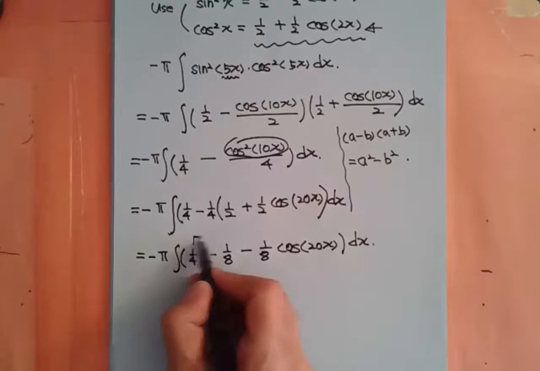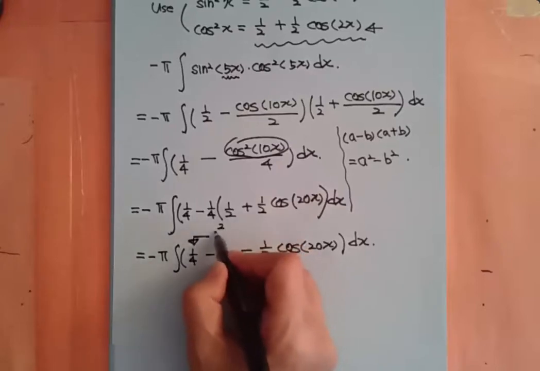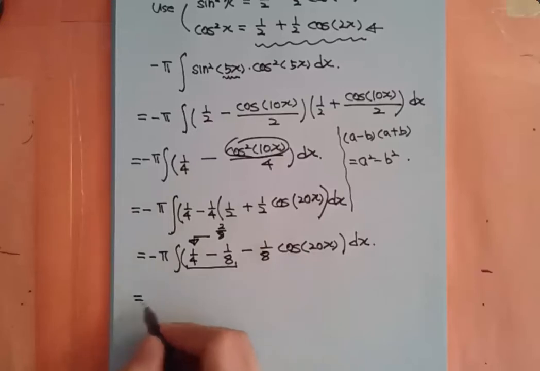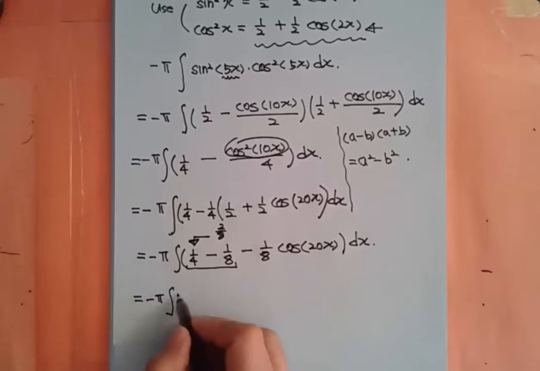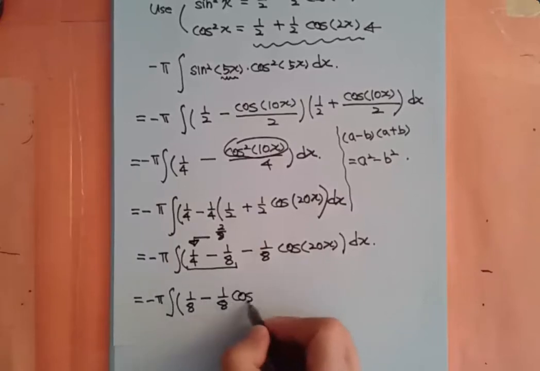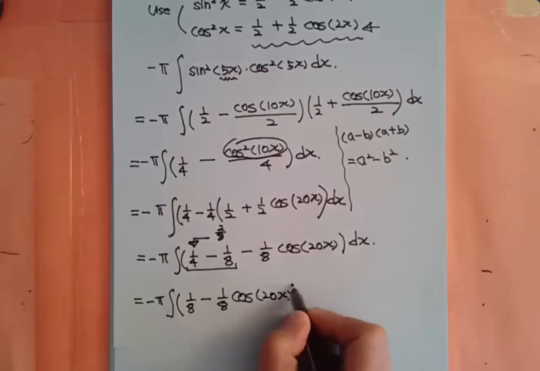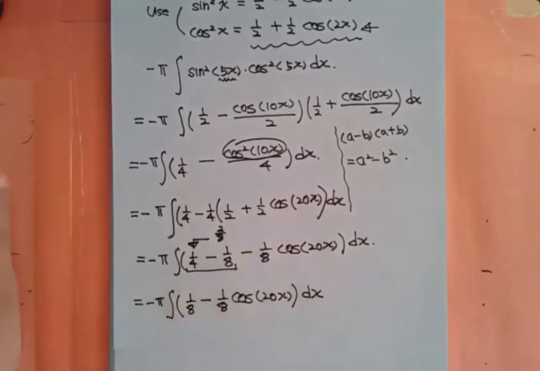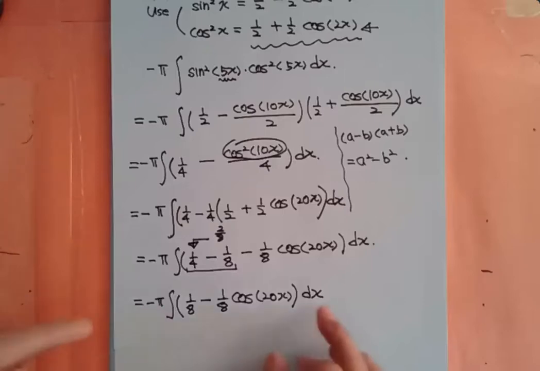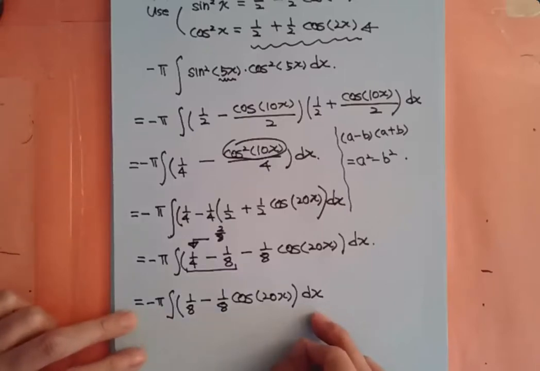And then this part, this one is 2 over 8. So when we combine these two, we get 1 over 8. So minus pi integral of 1 over 8 minus 1 over 8 cosine of 20x dx. And then this is just a common integration, so we can finish it easily.